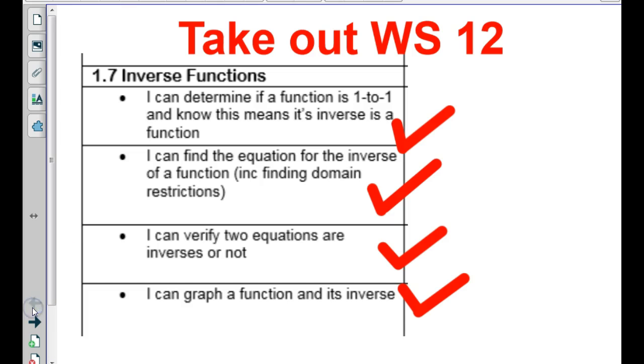All right, so we're going to be talking about inverses on worksheet 12 today. We're going to talk about whether a function is one-to-one and what that means. It means that the function's inverse would also be a function. We're going to find the equation of the inverse and domain restrictions. We're going to talk about verifying whether two equations are inverses of each other, but I actually did not put that on the quiz. And I can graph a function and its inverse, and that is on the quiz.